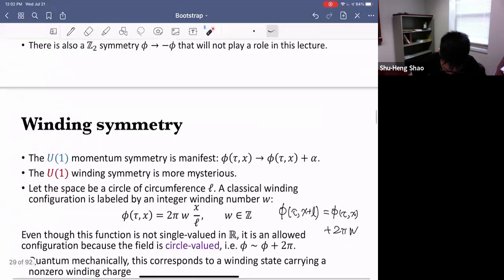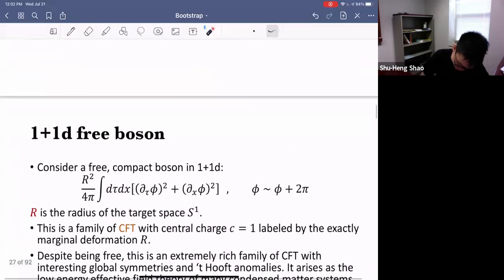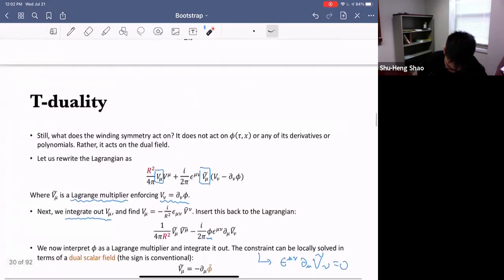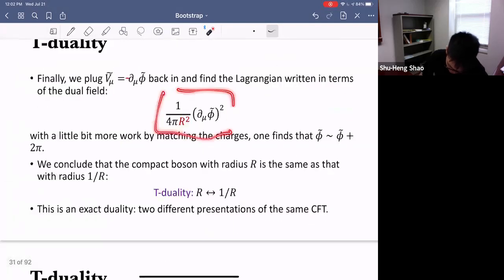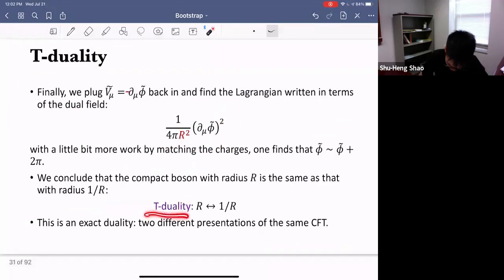But at the end of the day, what we show is that this free Lagrangian with R squared in the numerator is actually equivalent to the free boson Lagrangian using a different field with R squared in the denominator. And that's the famous T-duality in string theory, where the radius R is the same as 1 over R. So the free boson CFT is labeled by this exactly marginal deformation, but the one labeled by R is actually the same CFT as the one labeled by 1 over R. So the moduli space looks as follows.